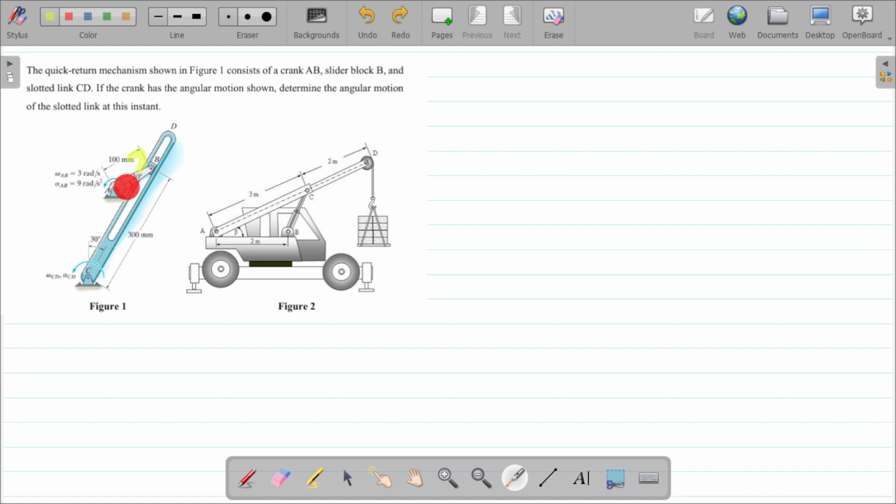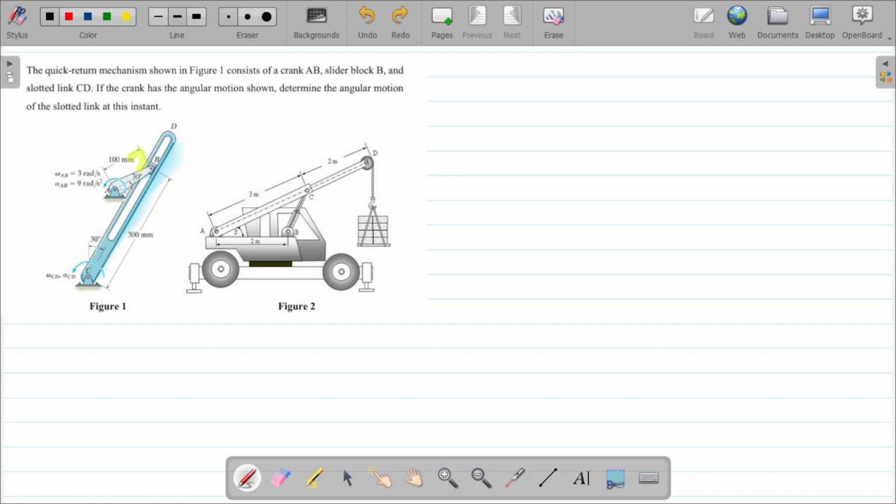Good. So at the instant shown, we have the AB link position here, and the AC link position here. The crank, which is AB, is rotating with angular velocity 3 rad per second in the counterclockwise direction, and angular acceleration alpha AB is also 9 rad per second squared in the counterclockwise direction. So we are supposed to find the angular velocity and angular acceleration of the link CD.